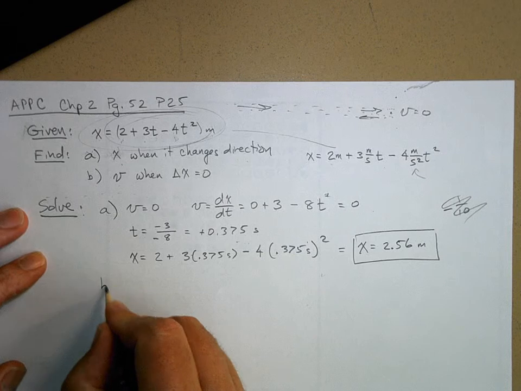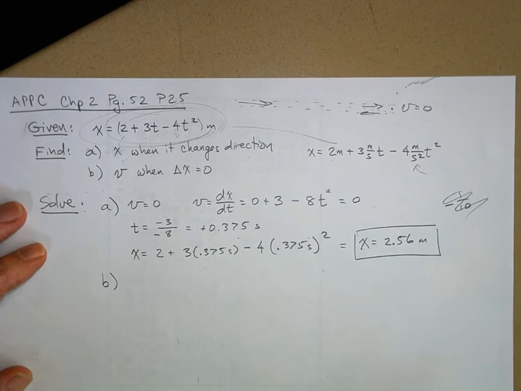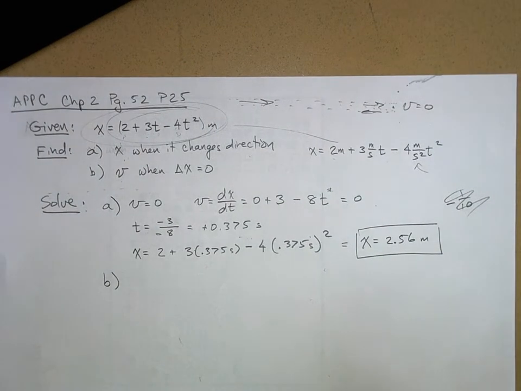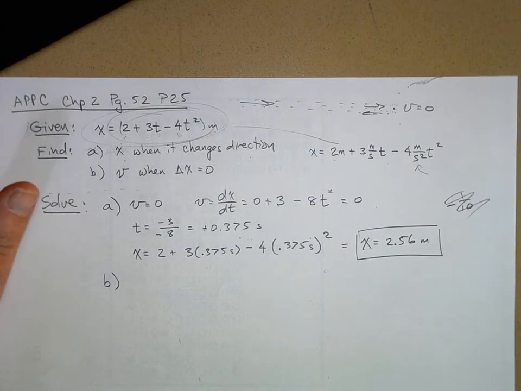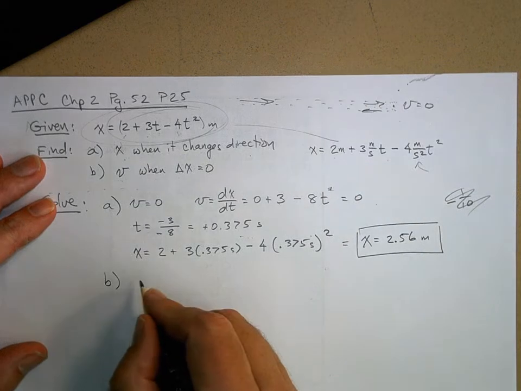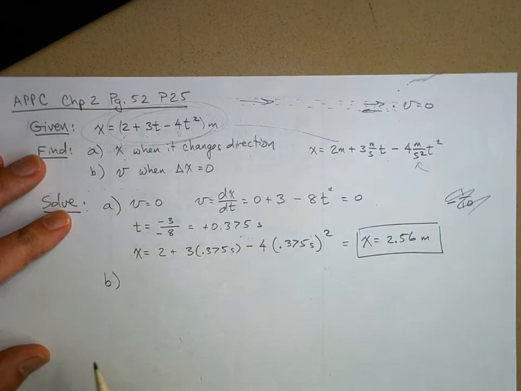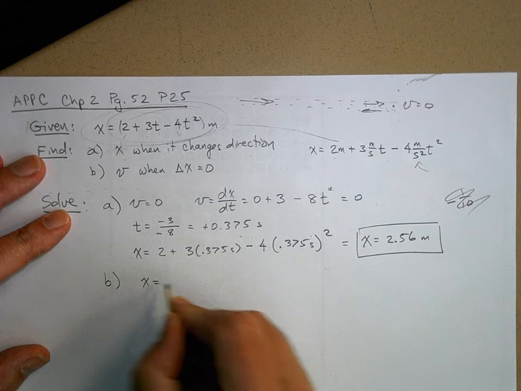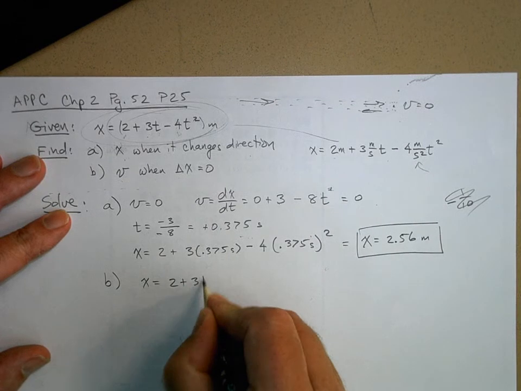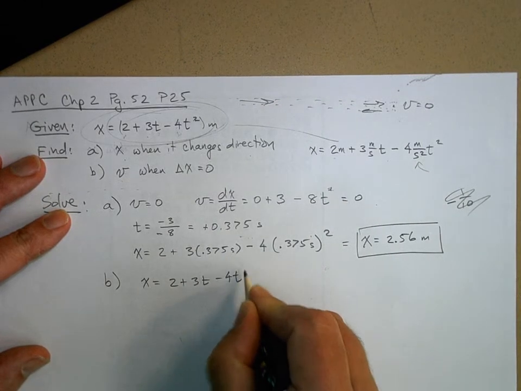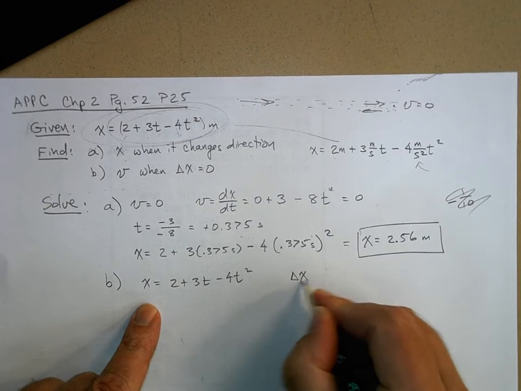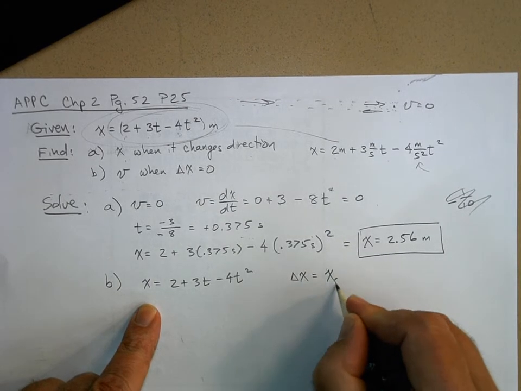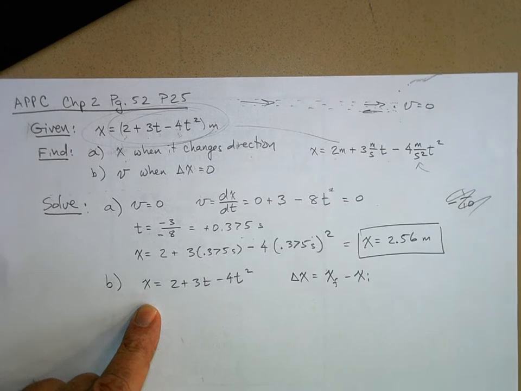Okay, now part B is a little tricky. What is the velocity when delta x equals 0? Well, let's take a look at this position function. This is x equals 2 plus 3t minus 4t squared. But I know that delta x equals x final minus x initial, right?